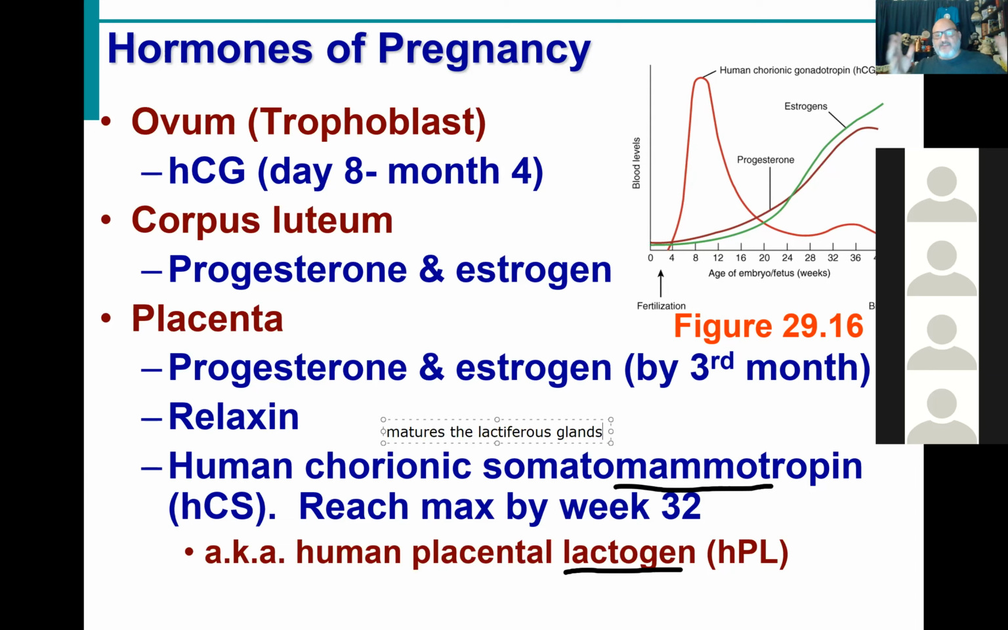And so that starts with the formation of the placenta, the formation of this human chorionic somatomammotropin. And like I said, it usually reaches its peak around week 32, which makes sense because the baby is pretty much viable from week 36 on.